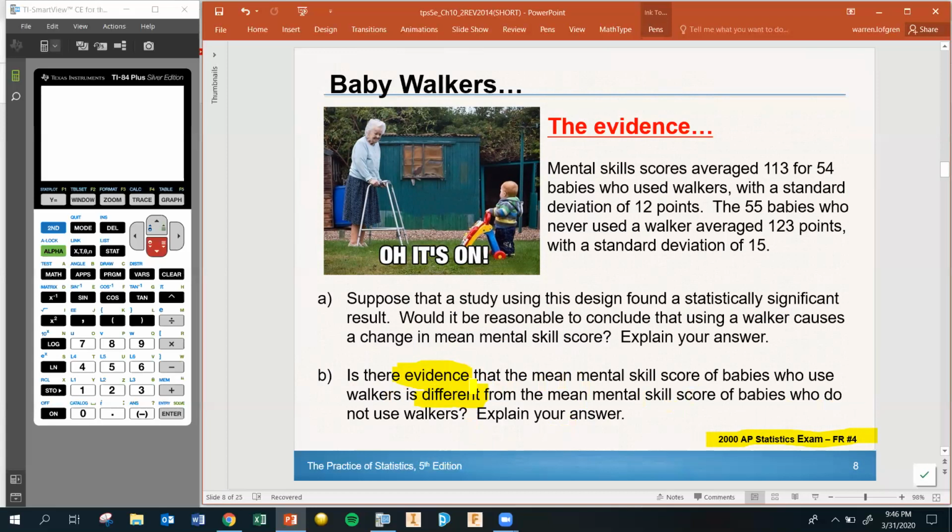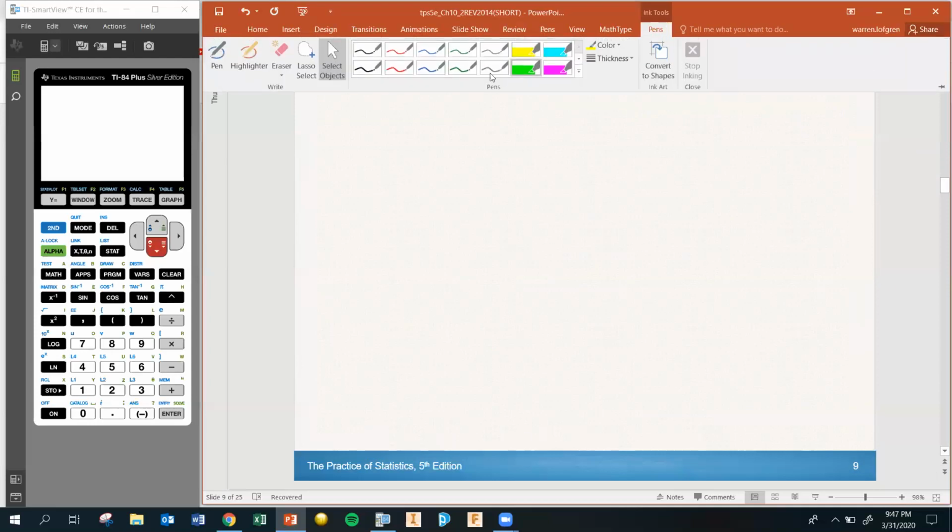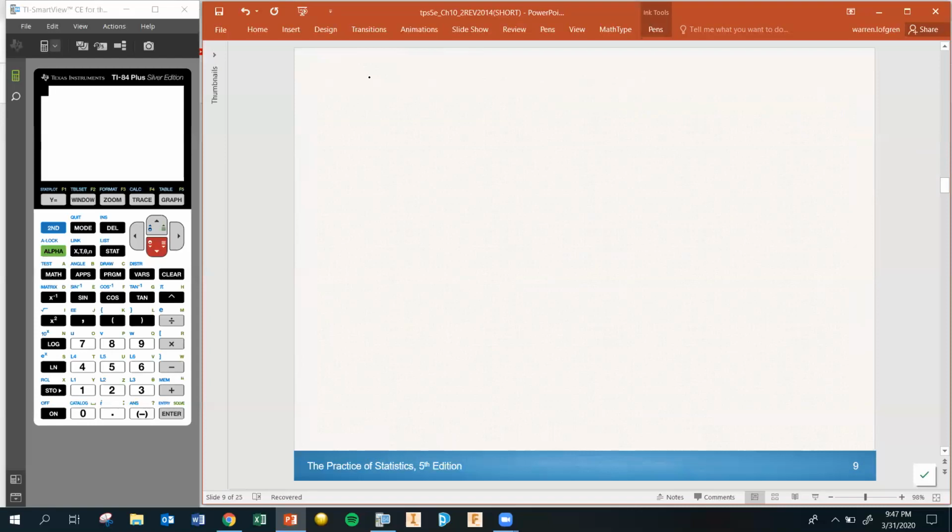So I'm going to turn to a blank page here and start to work this out. But remember, you might want to go ahead and maybe pause right now and write down the facts, the evidence here from our sample results. That's what I'm going to start with here too. So I'm going to rewrite the evidence that we had. So we have two groups. We have a group that use walkers.